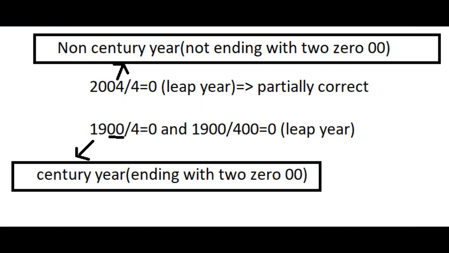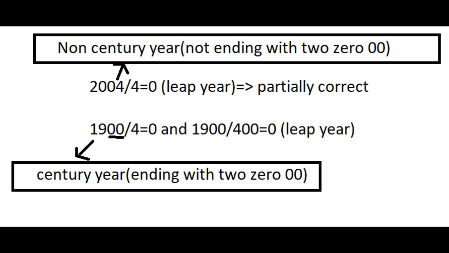Many people will say that if any year is divisible by 4, that is a leap year, but it is only partially correct. It is not fully correct. It is applicable only for a non-century year. And which is a century year? The year which is ending with 00 is called a century year. For example, 1900 is a century year, ending with 00.